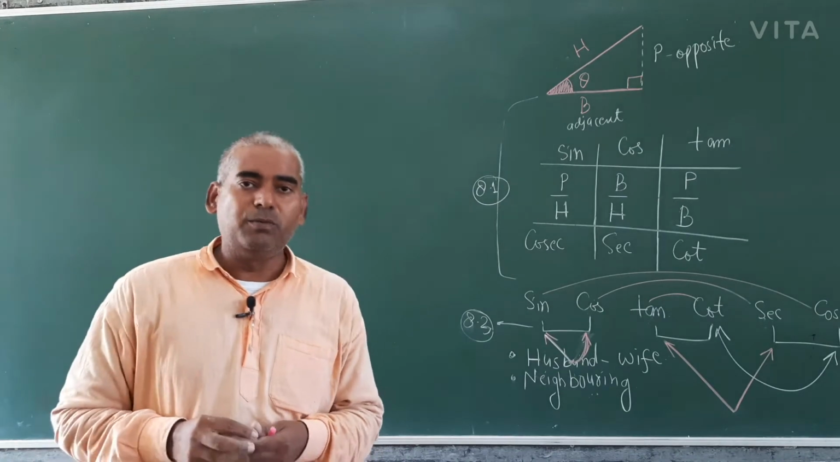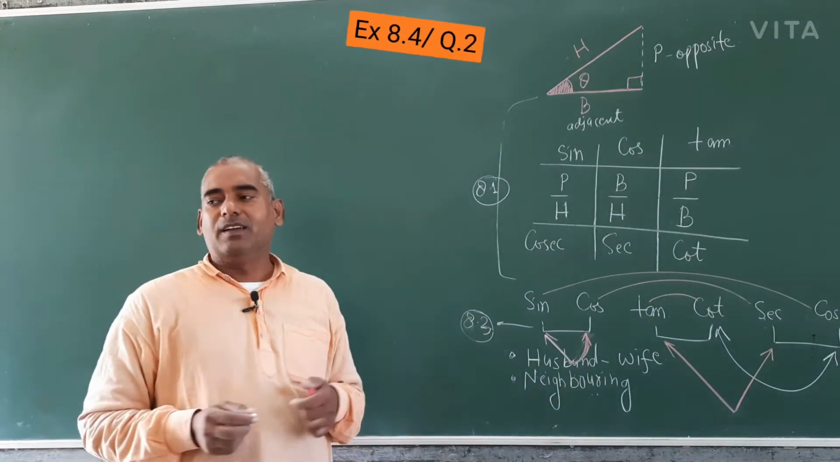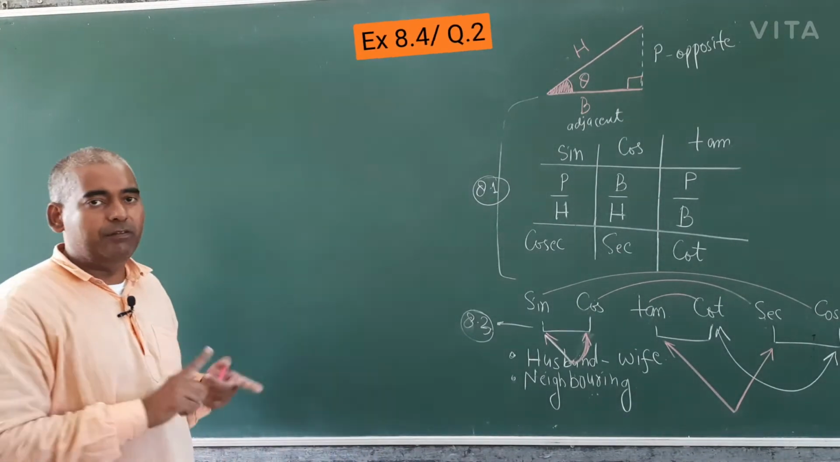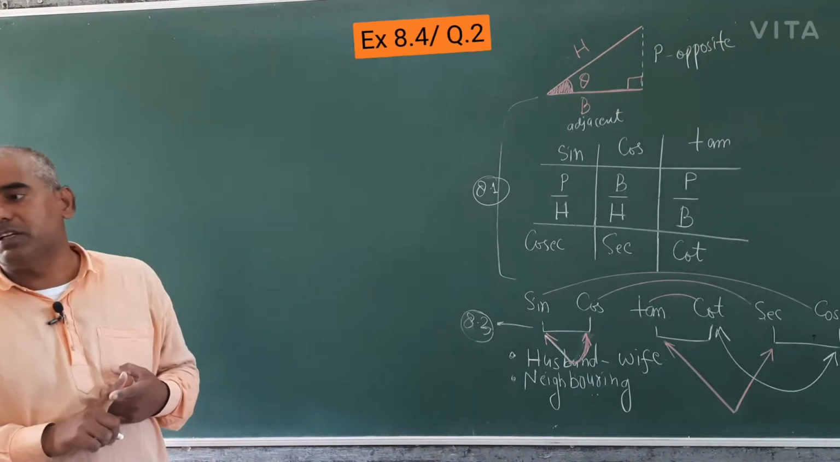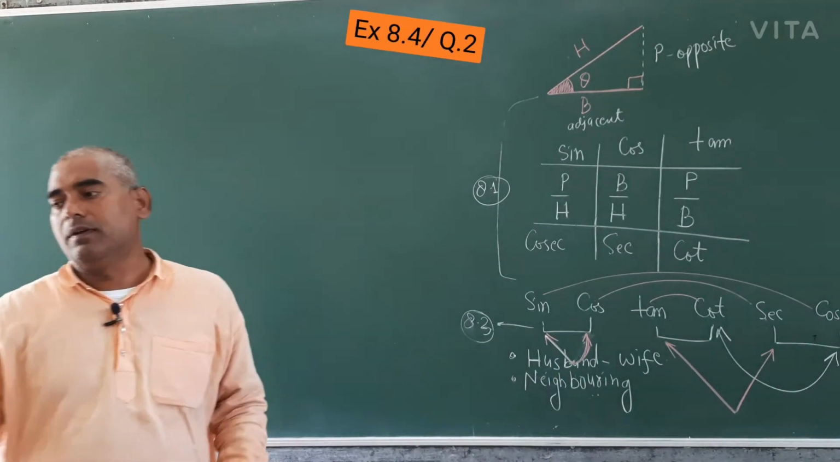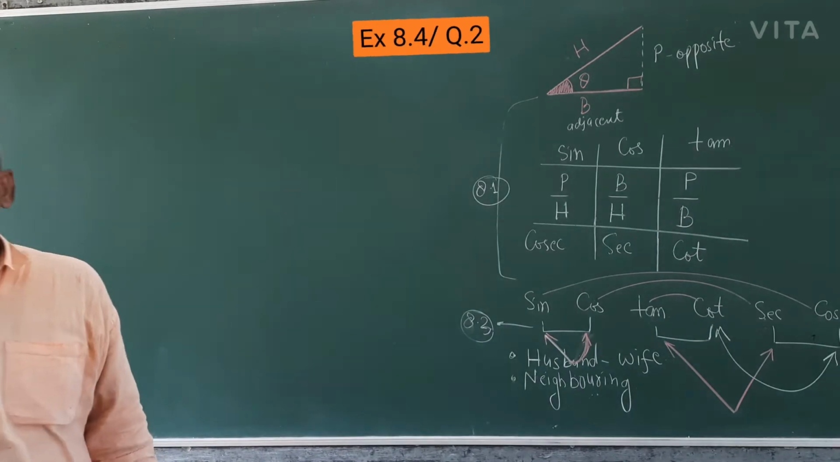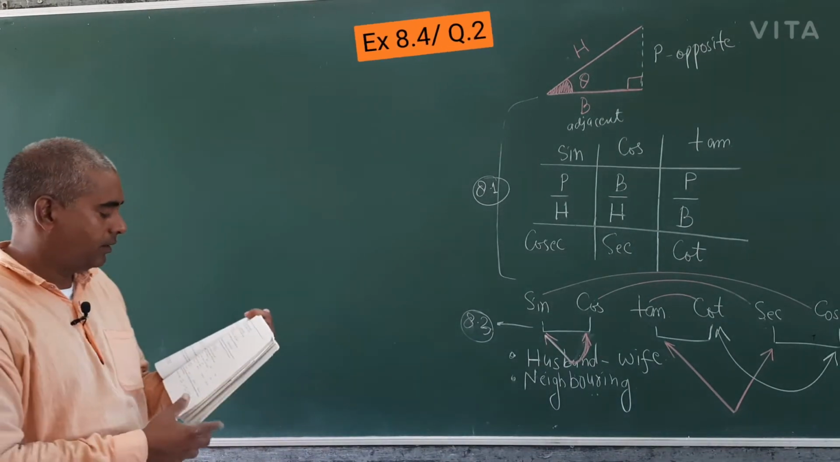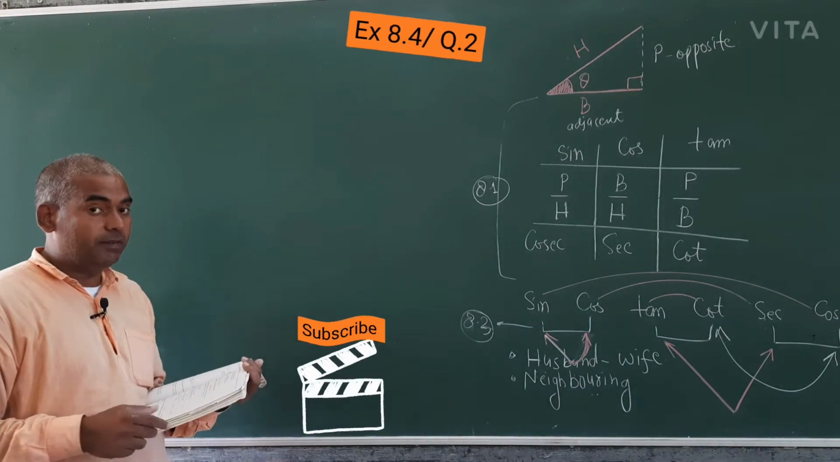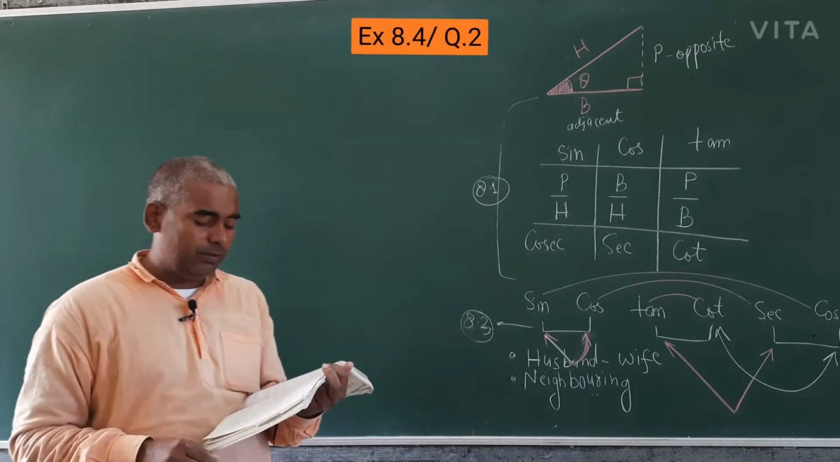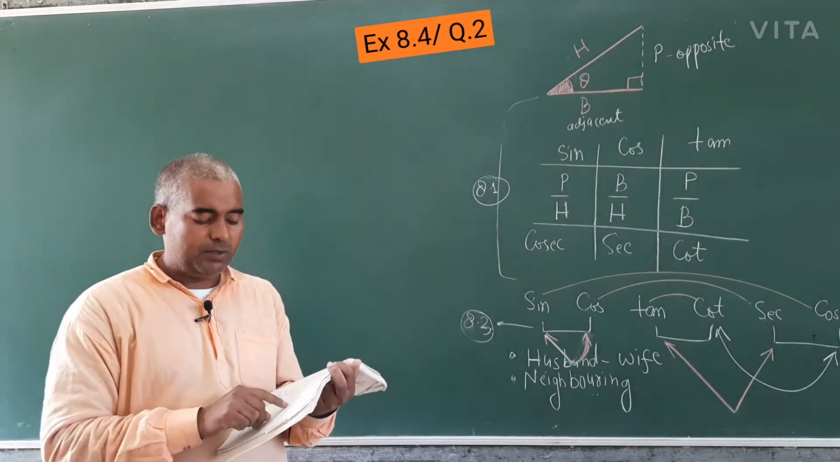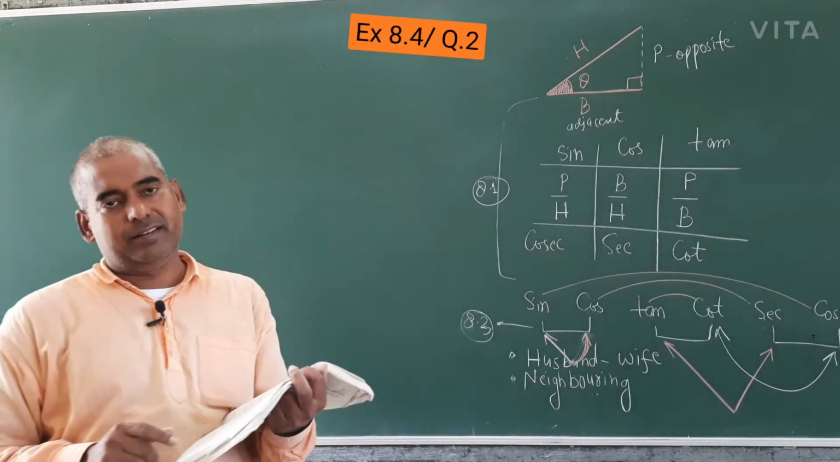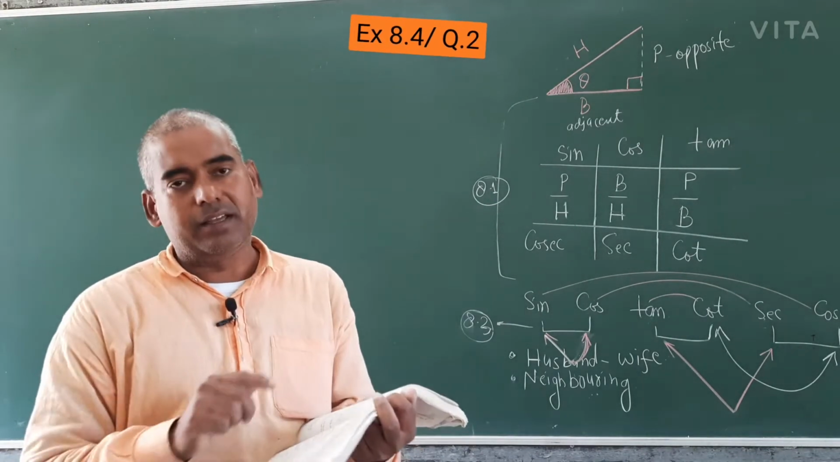So dear friends, again good morning. We will solve exercise 8.4 and question number 2, page number 193. The question is very good. Write all the trigonometric ratios of angle A in terms of sec A.